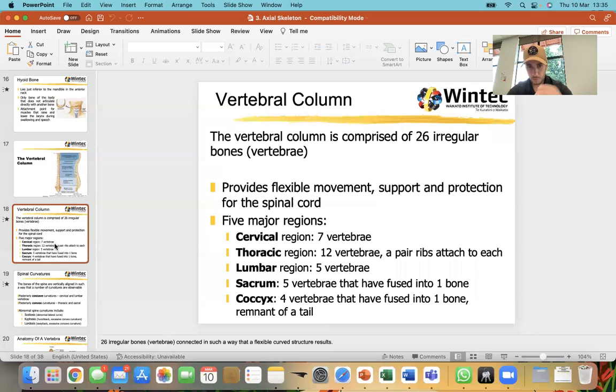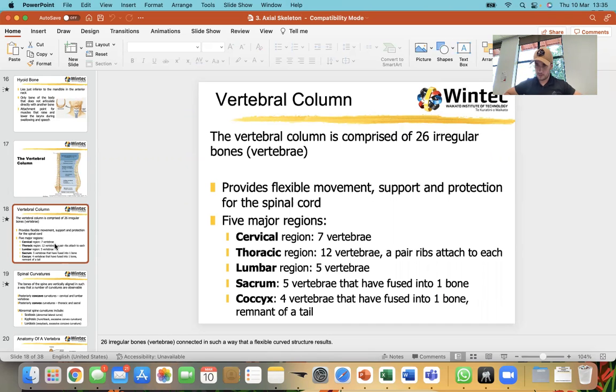bones. Firstly, at the top we have the cervical. So there are 7 bones in the cervical area. So C1, C2, C3, C4, C5, C6, C7. And then we go into the thoracic area, okay? And there's 12 of those, which is the one that attaches to our rib cage. So that's T1 to T12, 12 ribs, 12 vertebrae that have been assigned to that.